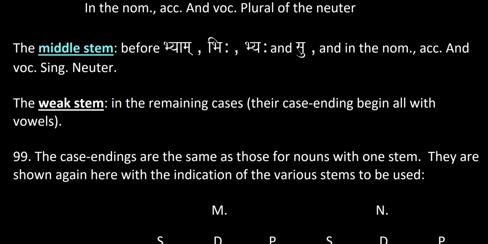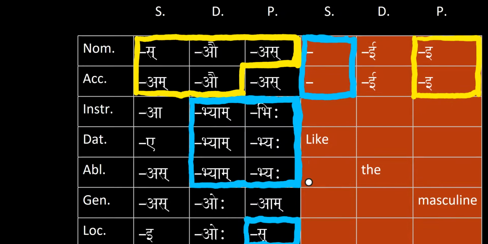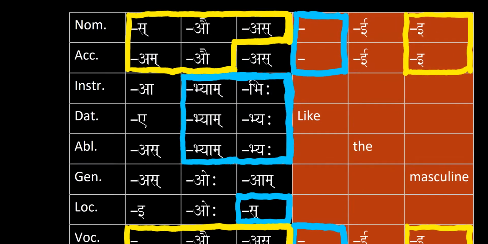And the weak stem is for the remaining cases that do not have an outline. Those are usually the cases that begin with vowels. Accusative plural begins with a vowel. Instrumental, dative, ablative, genitive, and locative singular begin with a vowel. Genitive and locative dual begin with a vowel. And genitive plural begins with a vowel. So all of those are going to be the weak stem.